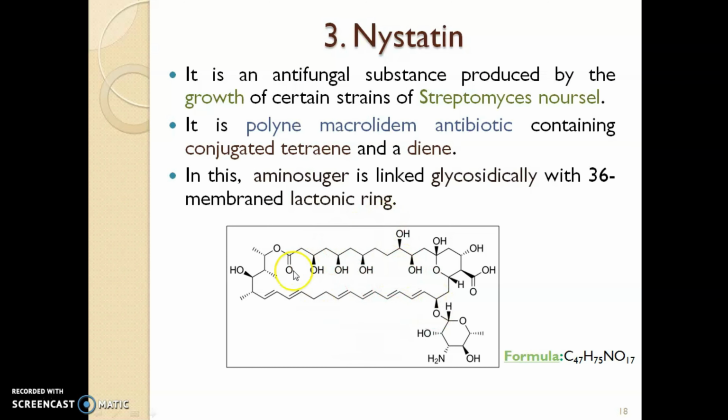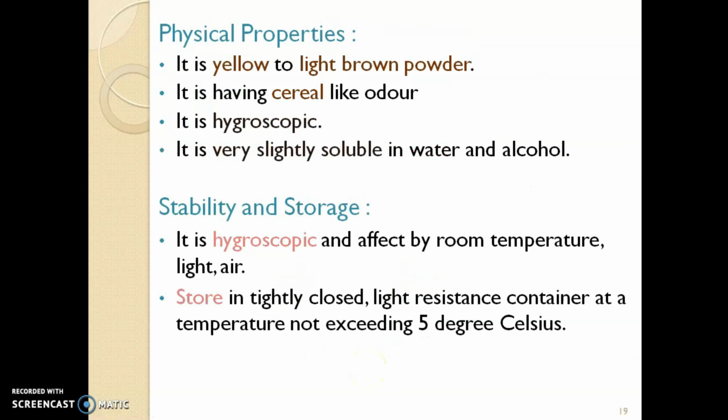If you see this, it has the chemical formula C44H75NO17. Now next, physical properties. It is yellow to light brown in color with a characteristic odor. Nystatin is hygroscopic in nature. Hygroscopic means tending to absorb moisture from air. In simple words, if this drug is present in open air, then it will absorb water from the air and get moisture. Next point is it is very slightly soluble in water and alcohol both. Next point is stability and storage.